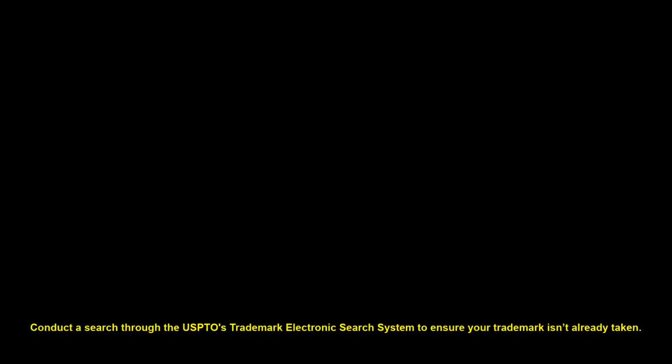Determine what type of protection you need based on your creation. If you're looking to protect an invention, research the patent application process. For trademarks, identify the name or logo you want to protect. Conduct a search through the USPTO's trademark electronic search system to ensure your trademark isn't already taken. If you're protecting a creative work, understand the process involved in copyright registration.